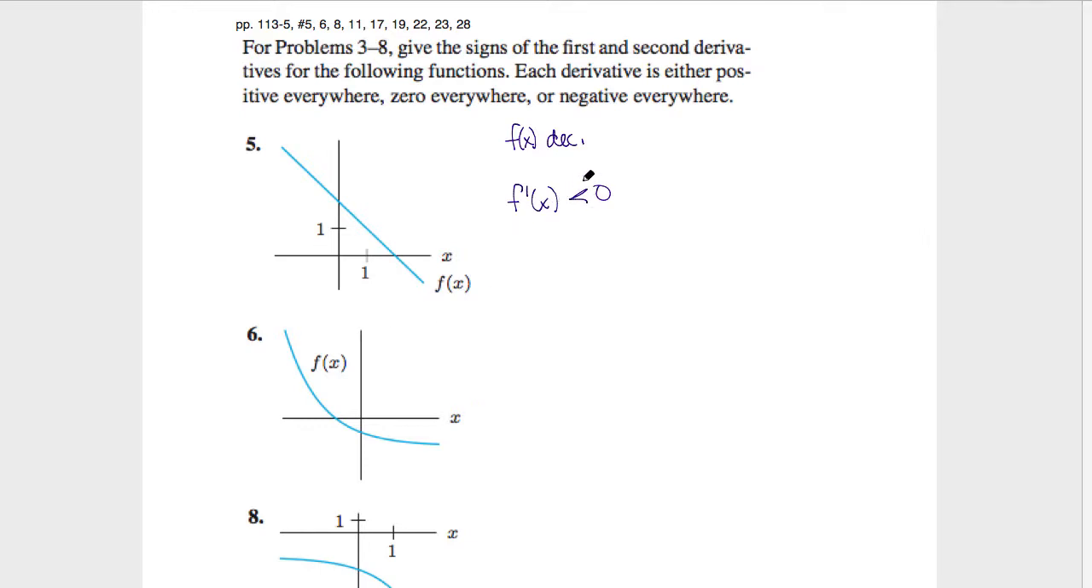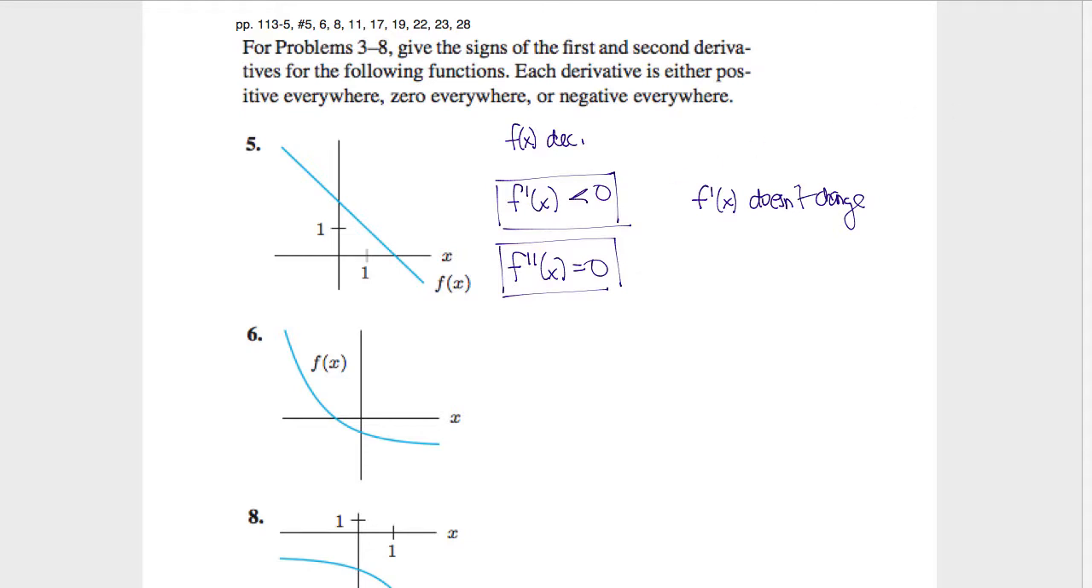Now, let's talk about how the first derivative changes. So the slope is negative the entire time, but it is a constant slope, right? It is always the same slope value. So that means that f prime of x does not change. And so because it doesn't change, that means that there's no rate of change. So my second derivative has to be equal to 0 everywhere.